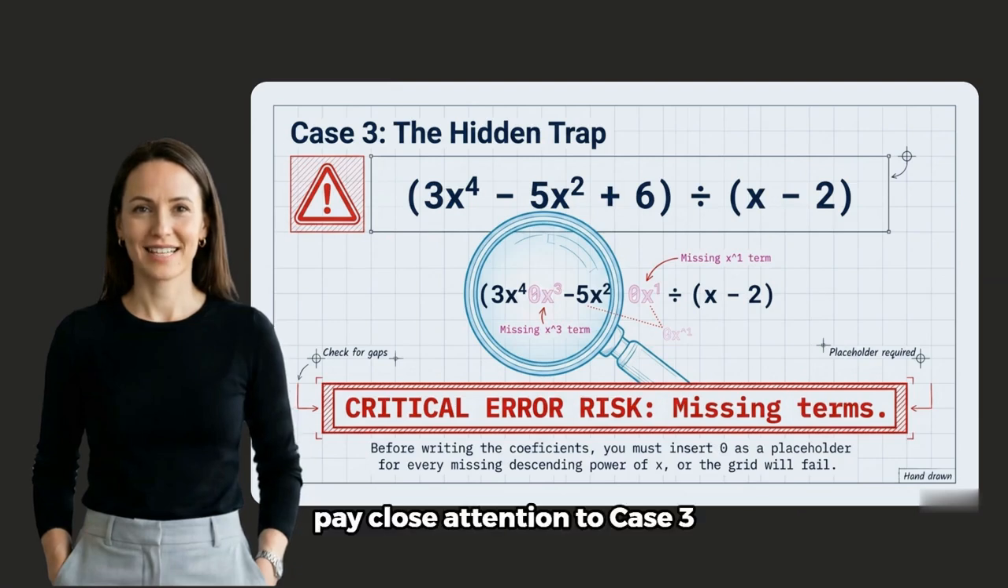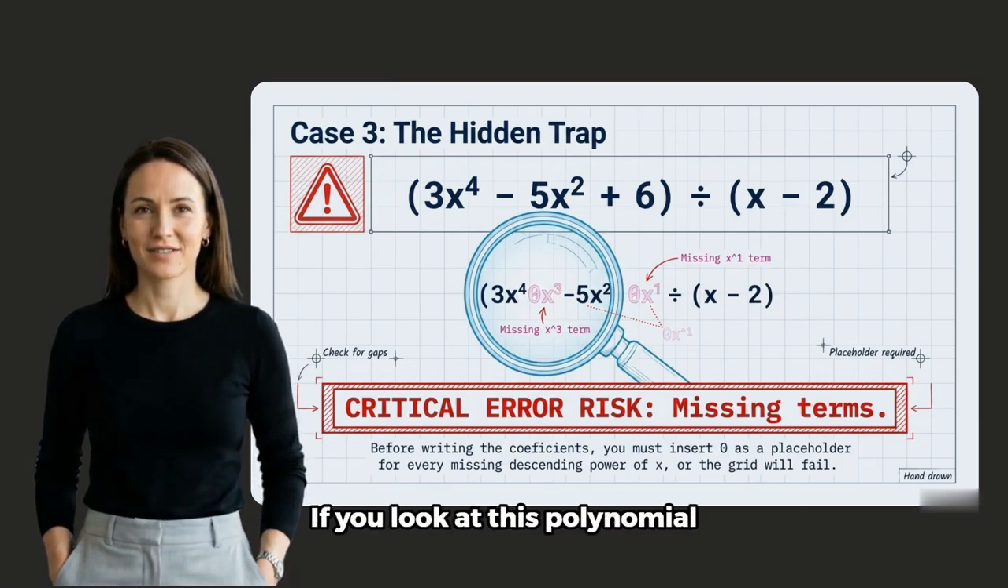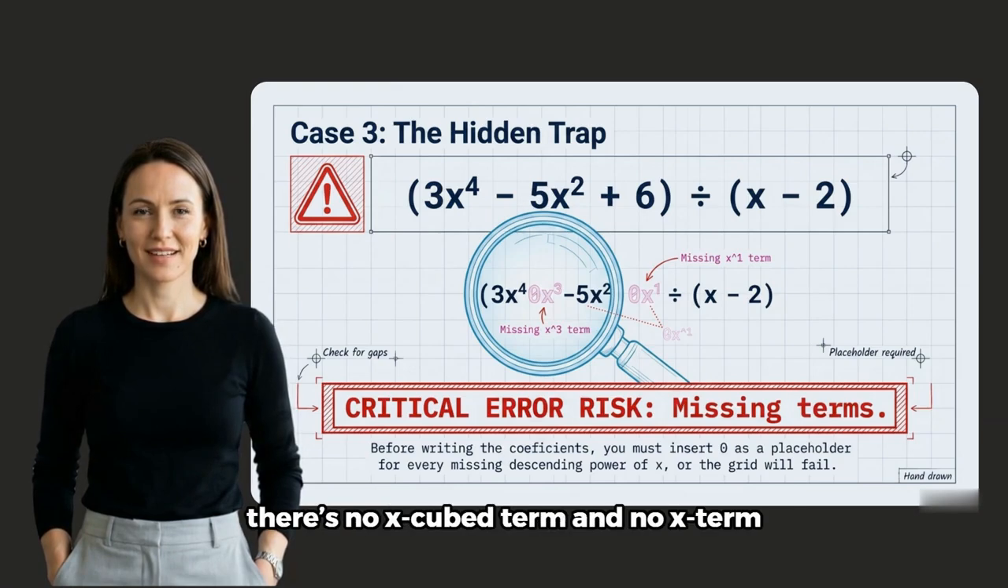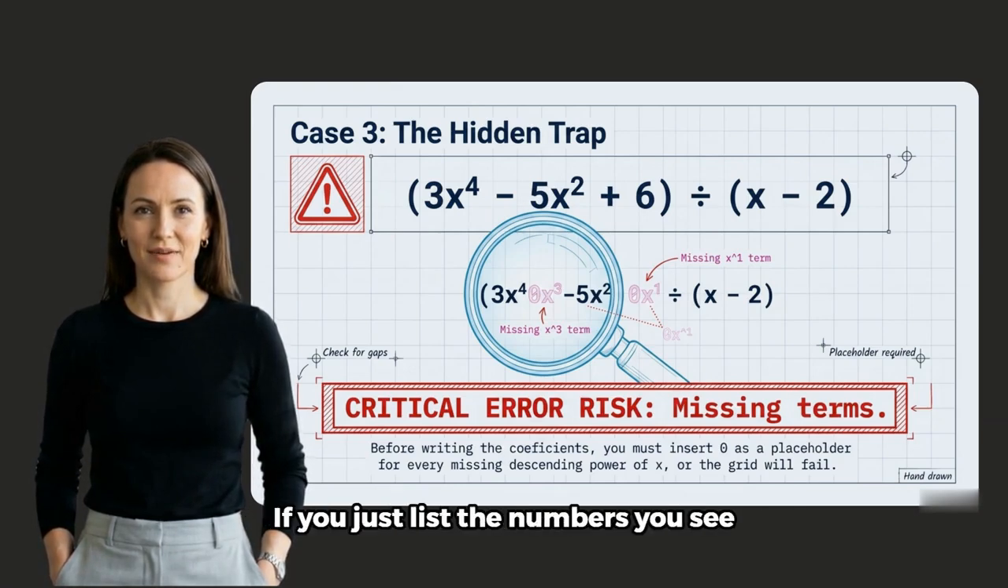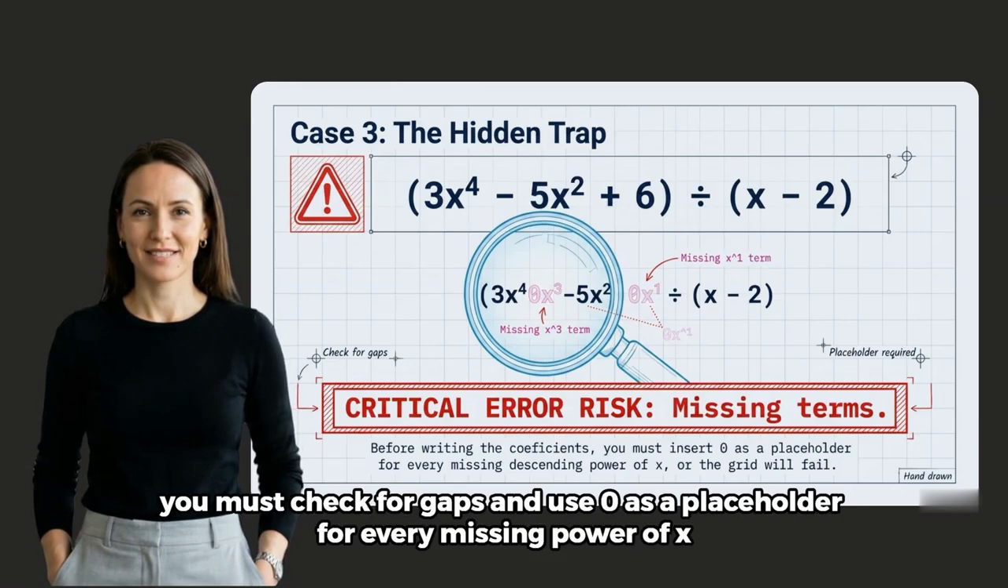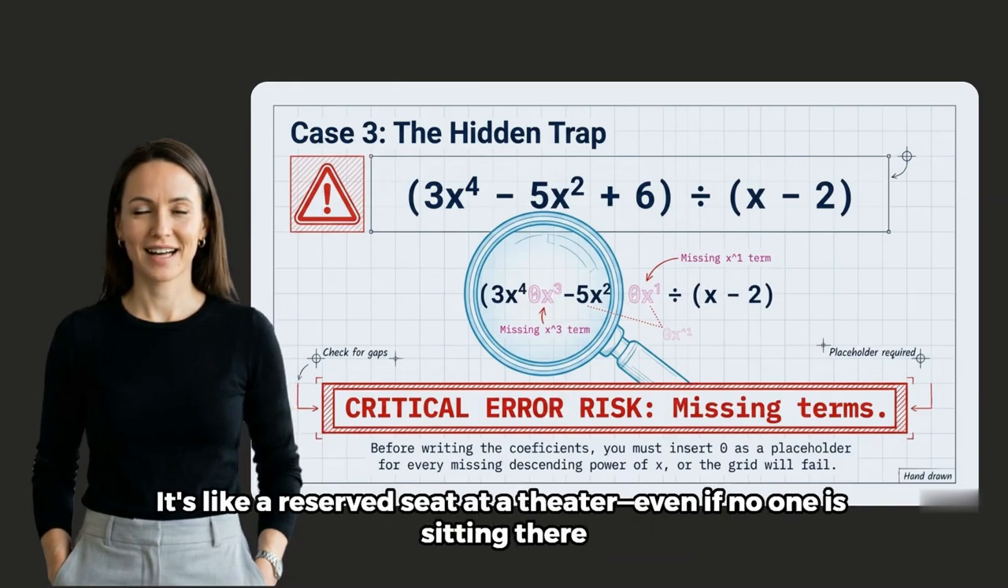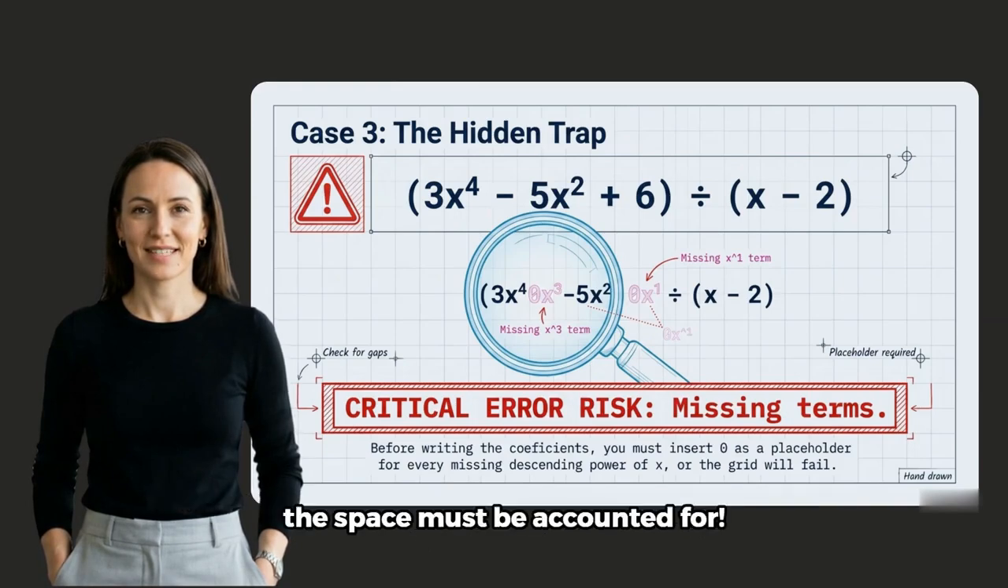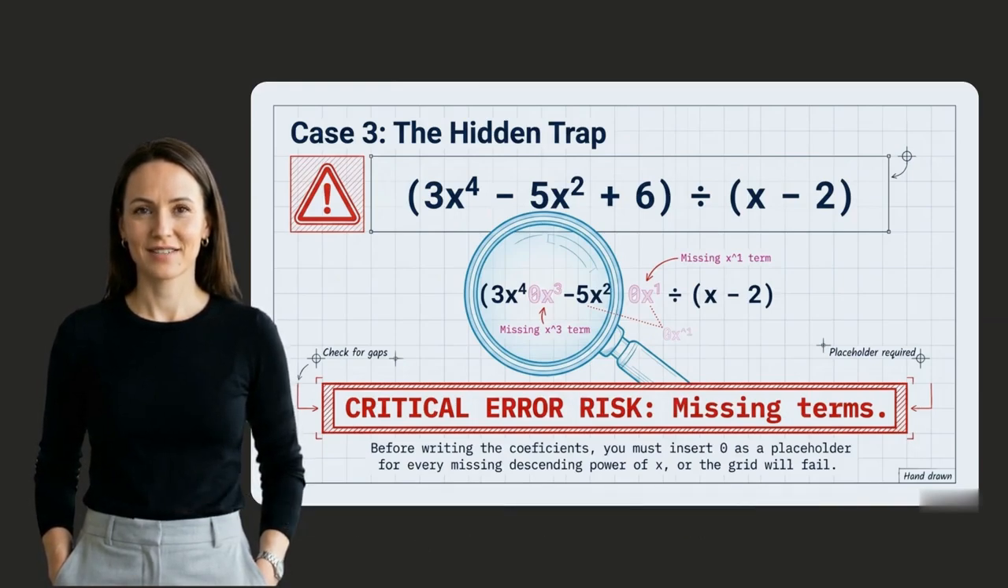Now, pay close attention to case 3, the hidden trap. If you look at this polynomial, there's no x cubed term and no x term. If you just list the numbers you see, the grid will fail. To avoid this critical error, you must check for gaps and use 0 as a placeholder for every missing power of x. It's like a reserved seat at a theater. Even if no one is sitting there, the space must be accounted for.